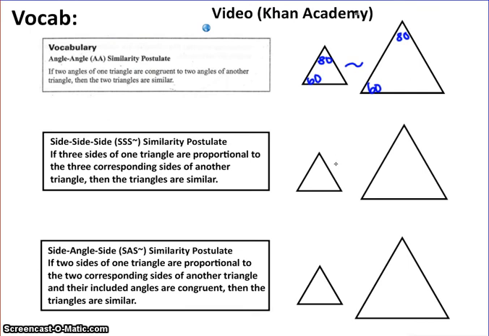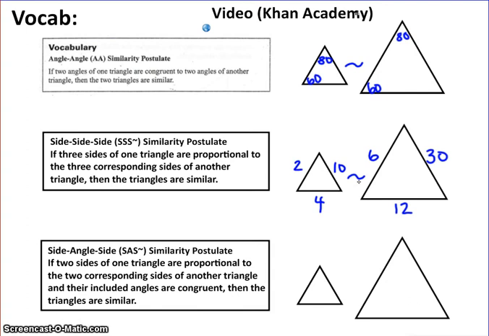Alright, and we also have side, side, side similarity. So, if the sides are proportional, let's say 2, 4, and 10, and then we multiply this by a scale factor of, let's say, 3, so 6, 12, and 30. So these two triangles would be similar because it has a scale factor of 3. So side, side, side similarity.